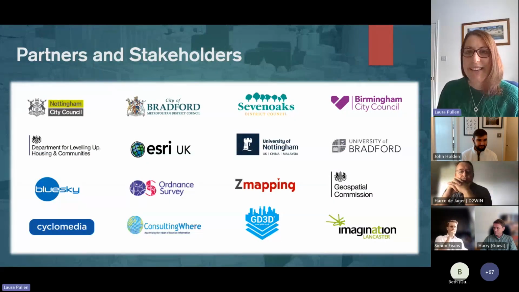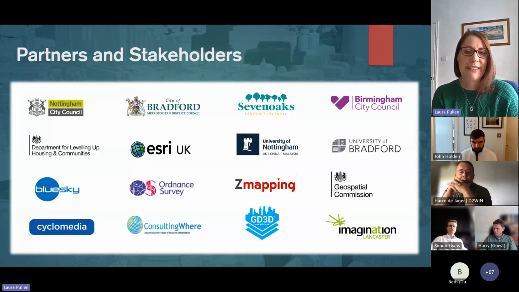So we are embracing all of these challenges and working closely with a number of partners and stakeholders to ensure that our approach is fit for purpose and that we can meet the expectation that we've set ourselves around creating a blueprint for other local planning authorities.